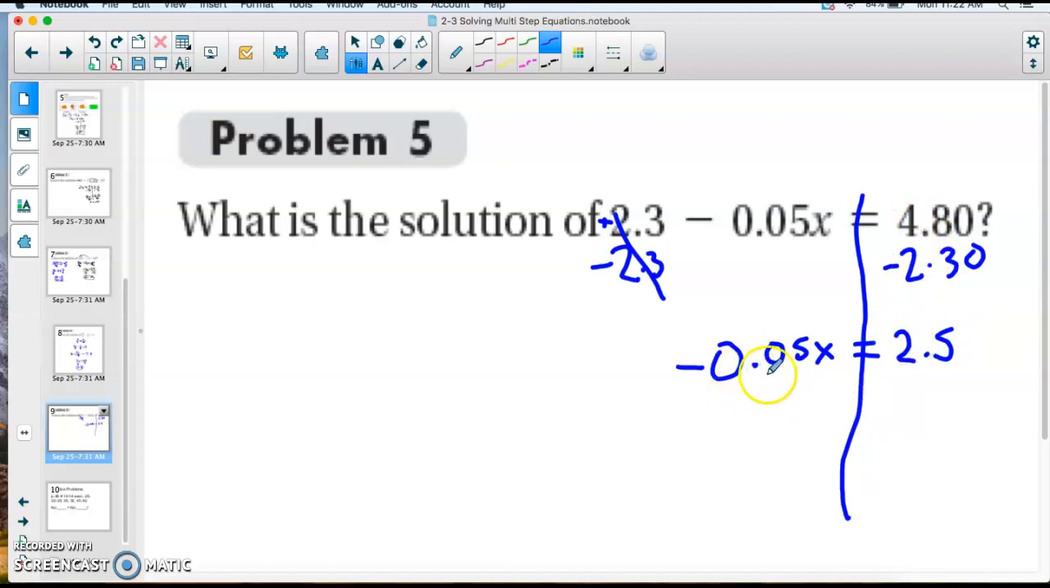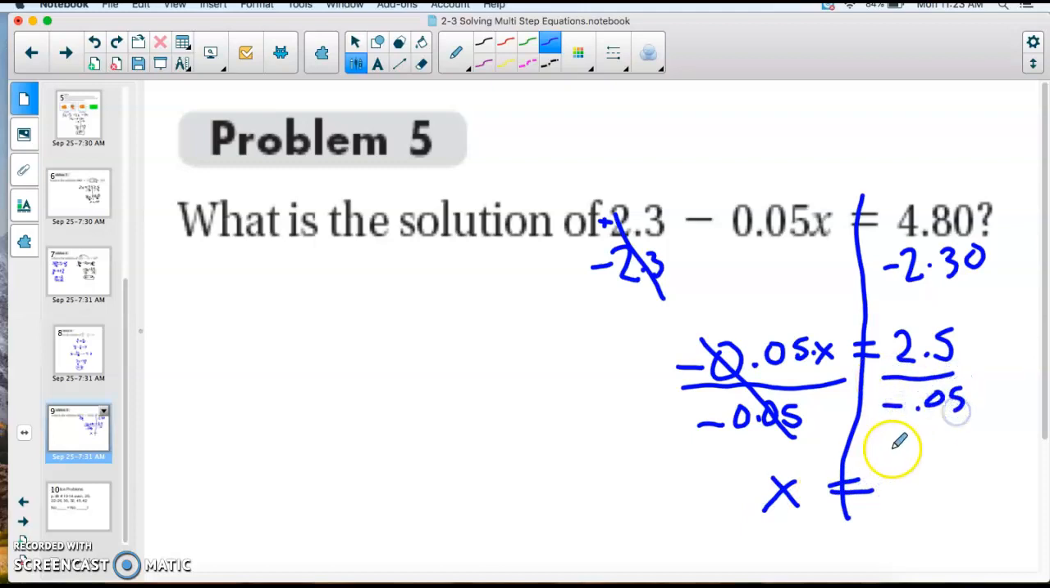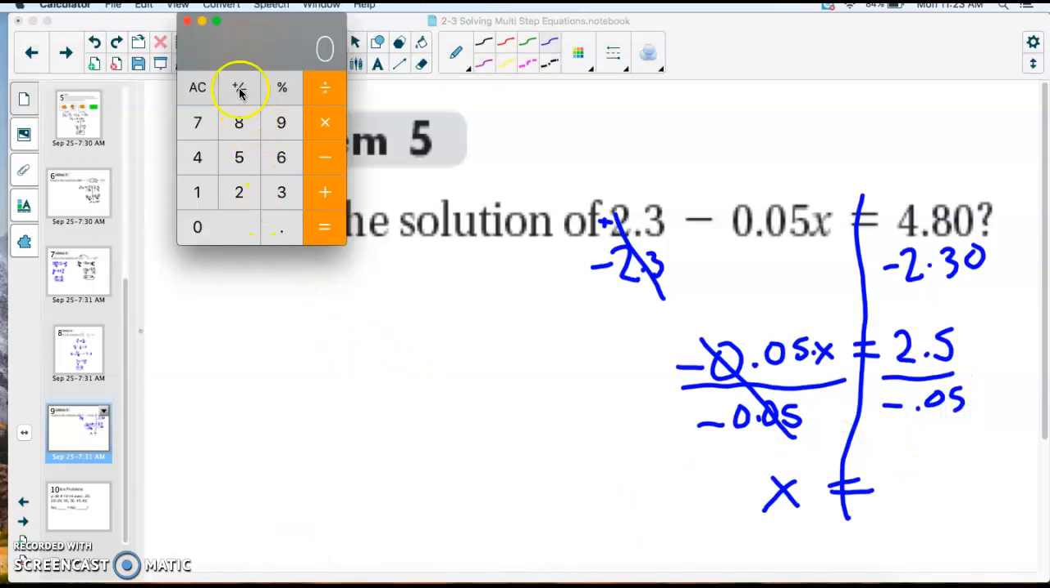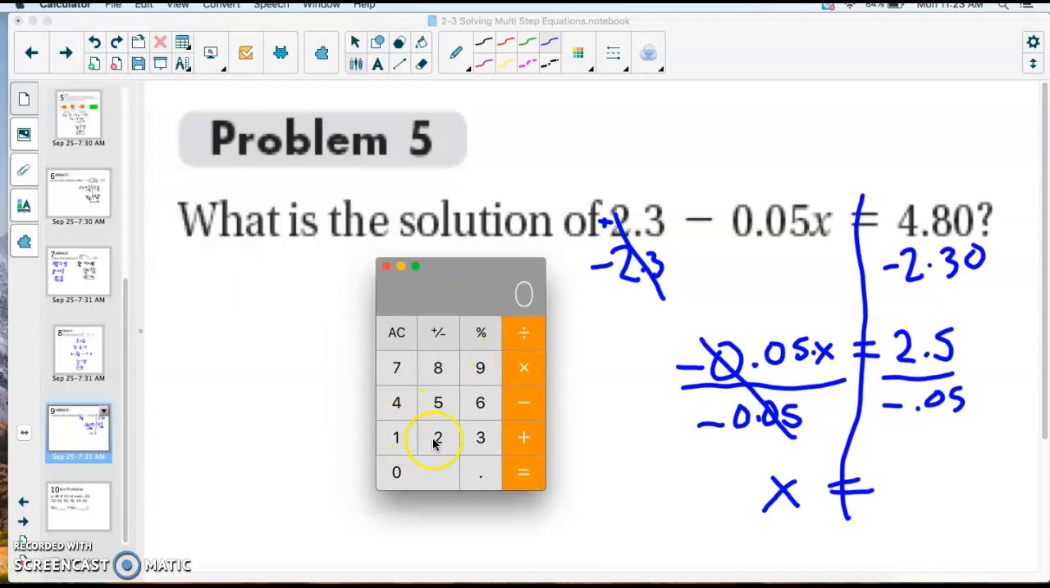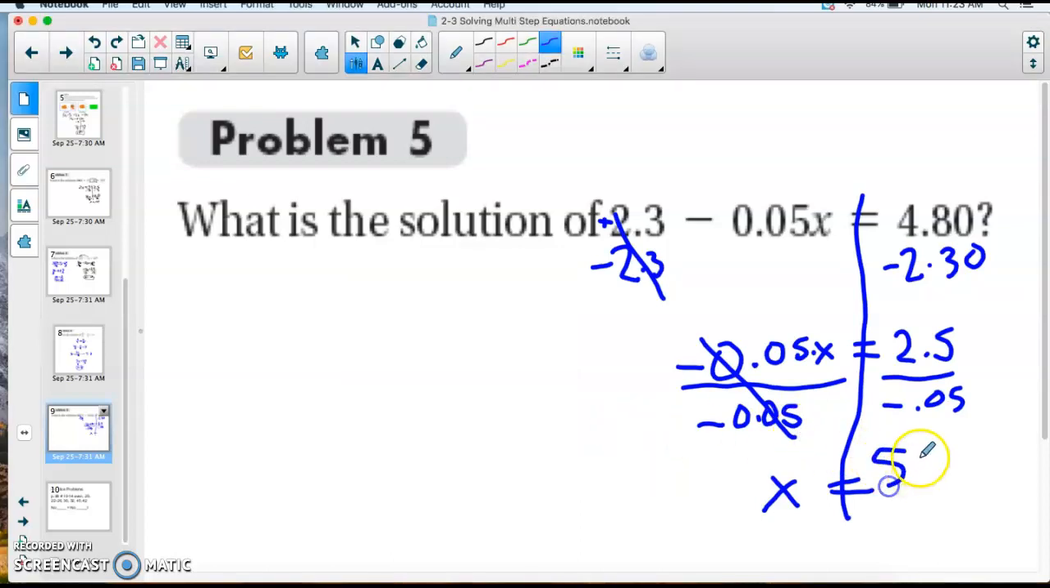Okay, and then over here, we're going to divide by negative 0.05, and that'll cancel out, and we'll be left with x, and also divide negative 0.05. Okay, now I'm going to let my calculator do this for me. Okay, so we got 2.5 divided by 0.05. We're going to change it to negative, and it equals negative 50. And don't forget my negative out here.